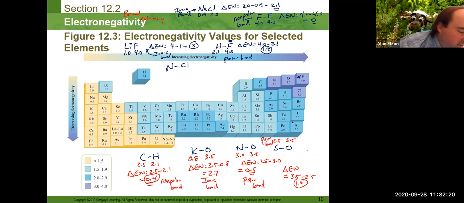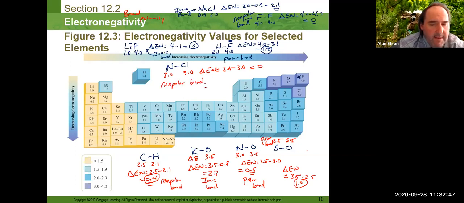Any questions first off on those there? Okay. Last one up here, which is nitrogen and chlorine. Nitrogen is 3. Chlorine here is 3 as well. So the difference in electronegativity is going to be 3 minus 3, which would give you 0. And that would actually be a nonpolar bond. Any questions on any of that stuff there?